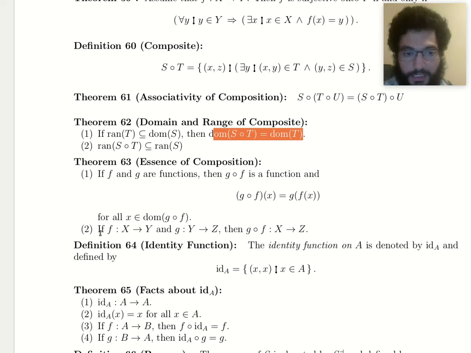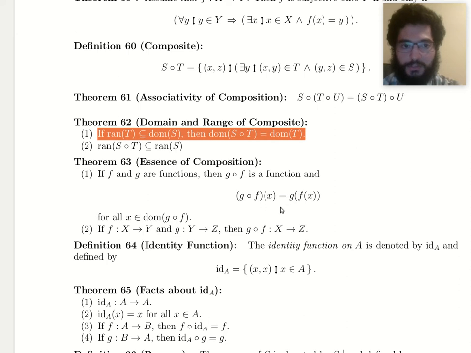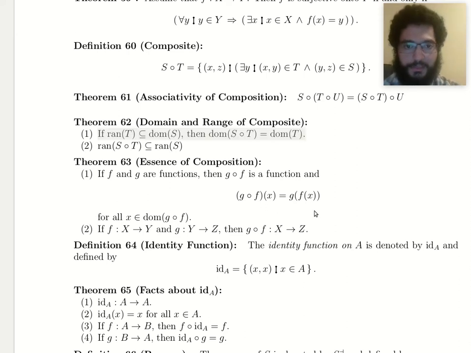So in order to connect things a little bit more easily with what's going on here, I'm going to use f and g in my notation rather than s and t. So let me rewrite this with f and g rather than s and t. So here's my question.